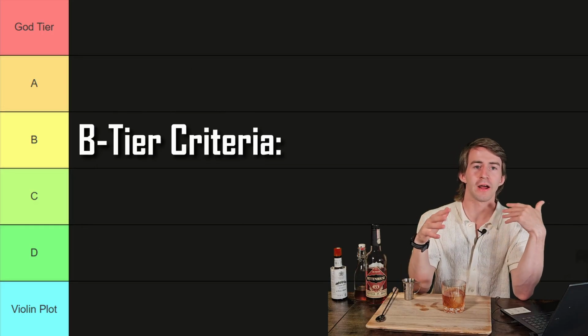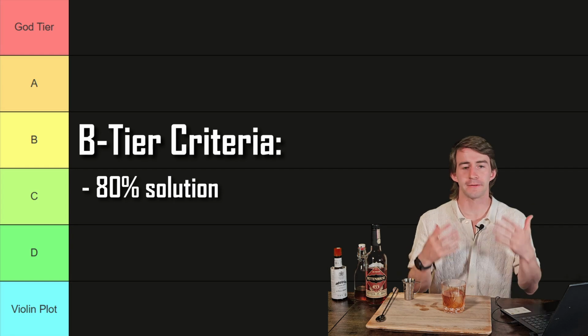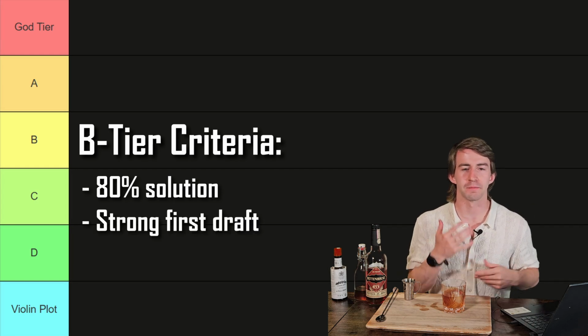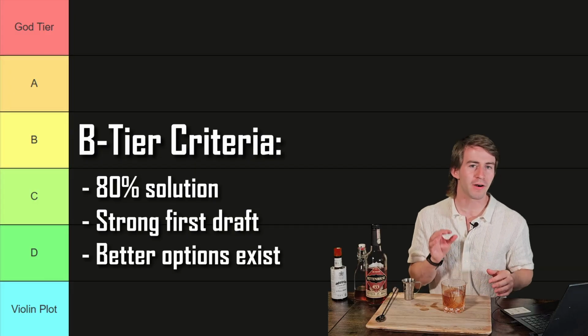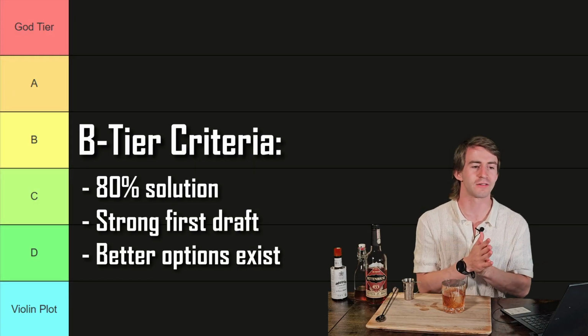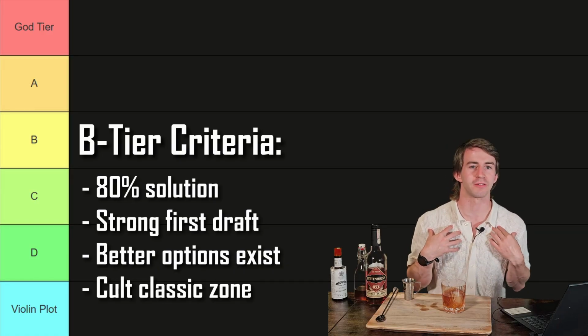B tier are what I like to call the 80% solution, right? So this is something that as a first draft, it works really well. You can start building off of it, but there's probably a better option for the specific use case that you're looking at for these charts. B tier is also what I have reserved for charts that I just really personally like.